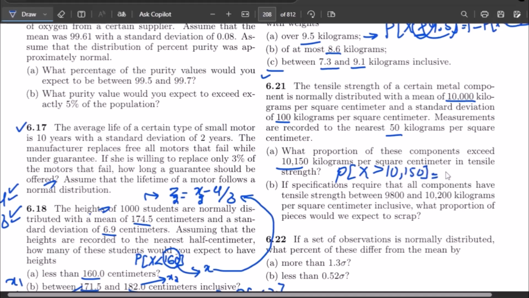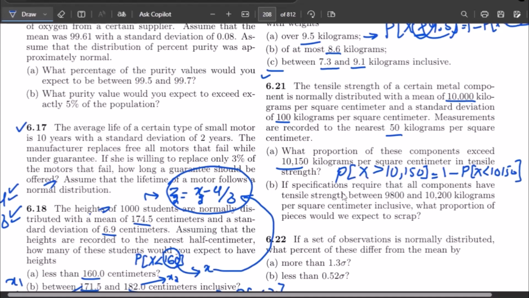So we have to convert it into the z value, and to convert it into z, this is the formula. After converting it, we have to use the z distribution table, which is not applicable over this formula because here x is greater than this. So therefore we have to find the value which is less than 10,150 and subtract it from 1. Here we will get it.